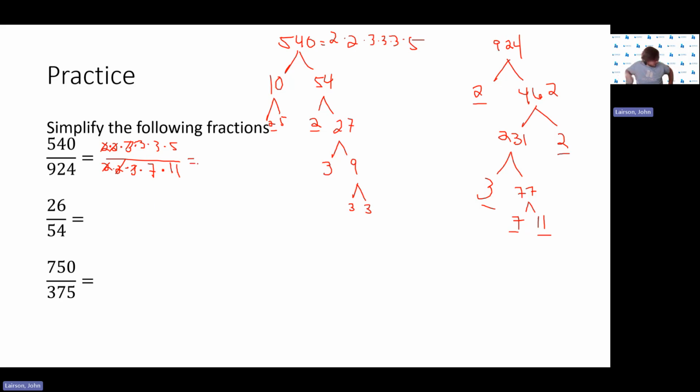Can't cancel this 5. Can't cancel the 7 or this 11. So at this point, we could rewrite. We could just do the 3 times 3 times 5, or the 7 times 11 on the bottom. I'm going to rewrite it so it's a little bit more clear, leaving off all of the things I crossed out. So 3 times 5 on top, and 7 times 11 on bottom.